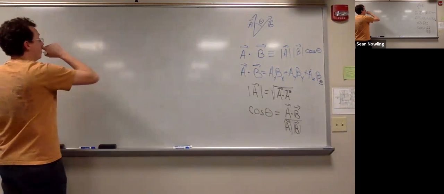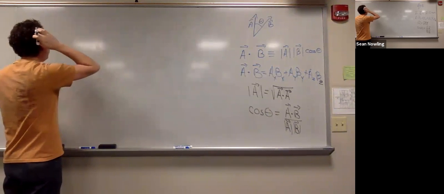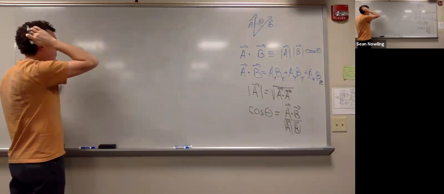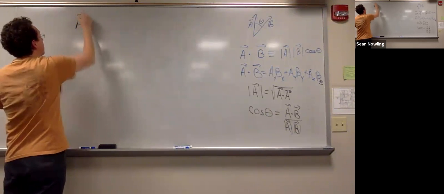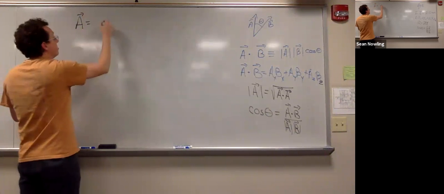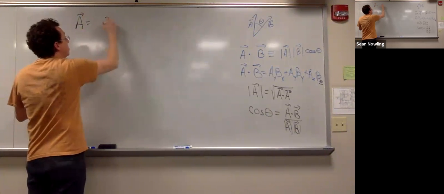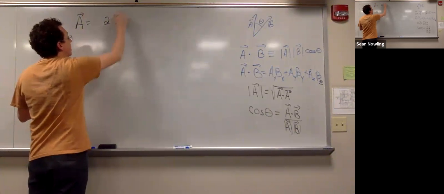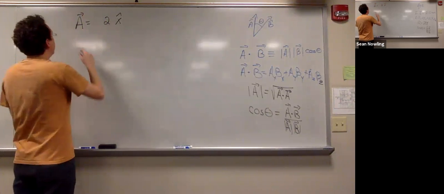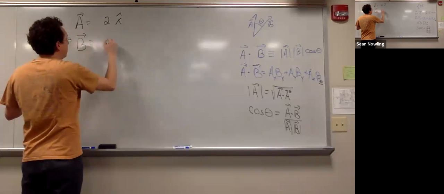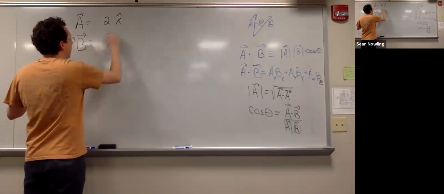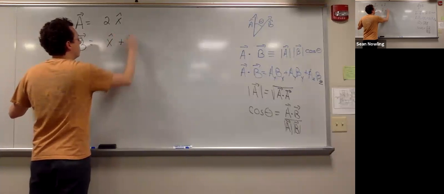Let's do something simple where we know the answer. Let's imagine that I have two vectors. I'm going to say I have a vector A. Let's just take A to be 2 x hat. Really simple. And let's define B to be x hat plus y hat.